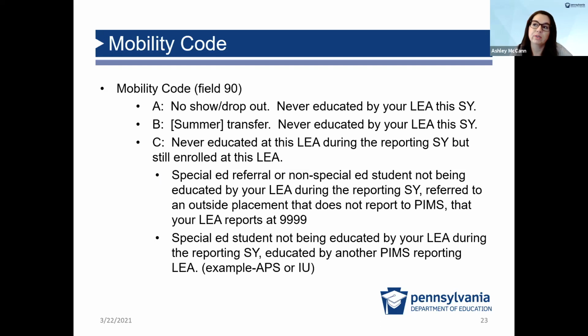Next, I will cover mobility code. So this is field 90. So there are 3 options here. So there's A, which means no show dropout, never educated by your LEA this school year. Mobility code B is in most cases for a summer transfer that was never educated by your LEA this school year. However, if a student was supposed to transfer into your LEA, you requested records, so you E01 enrolled them, you could use mobility code B to withdraw them back to their prior district if they ended up going back to their prior district. And then mobility code C is never educated at this LEA during the reporting school year, but still enrolled at this LEA. So there are a few cases where that may happen.